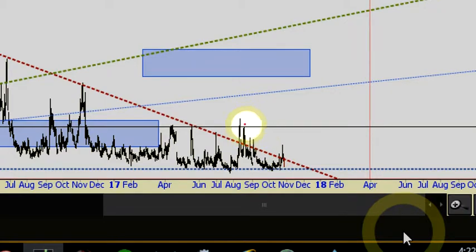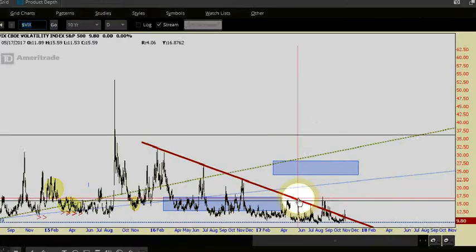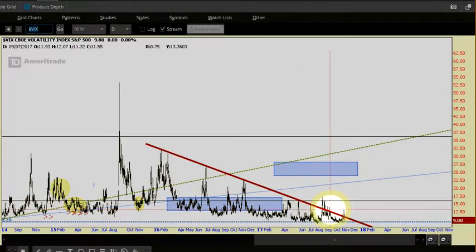And if you draw a line between these two, I would say the next move is probably going to be outside of this downtrend line, and then volatility starts climbing. So if you're an option buyer, it's a good time to buy options, long-term options.